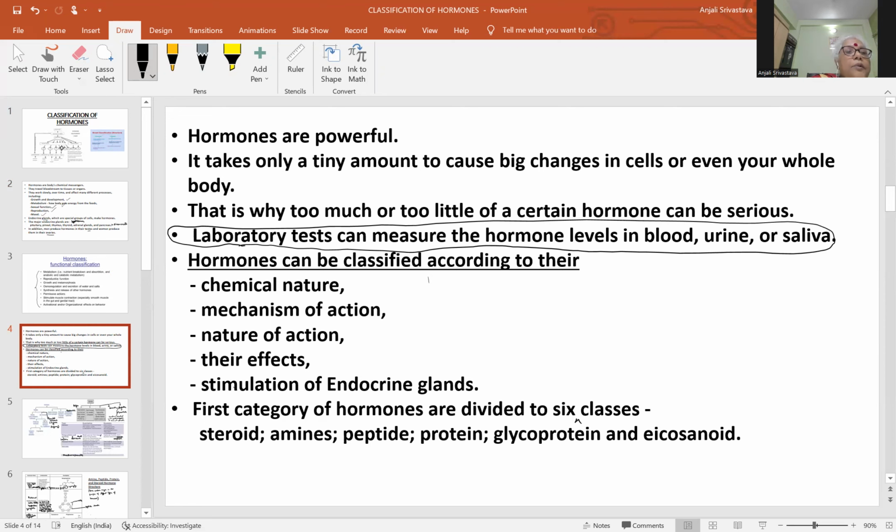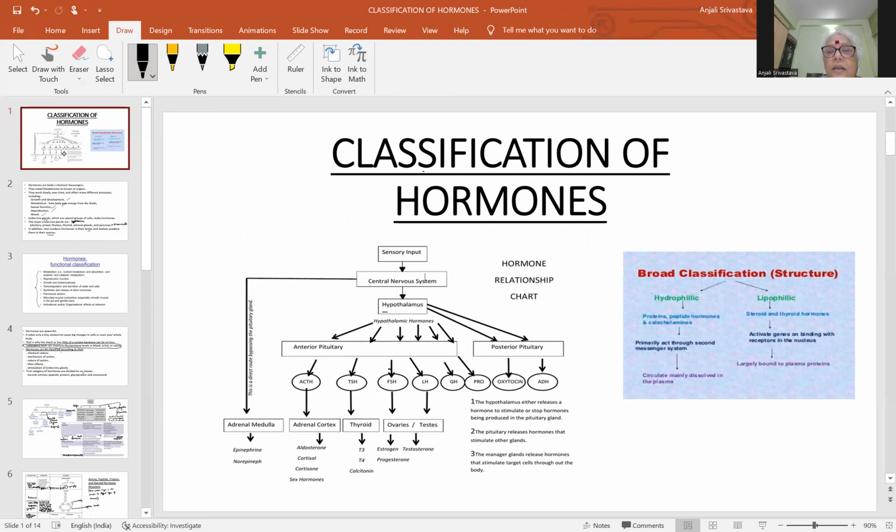Before going to the classification aspect, just a minute to review. These are the hormones and their source of production and their mode of action according to three categories. The first is that the hypothalamus releases a hormone to stimulate or to stop hormones being produced in the pituitary gland. It reaches the pituitary gland. This is point number one. The hypothalamus releases several types of hormones to the anterior and posterior pituitary.